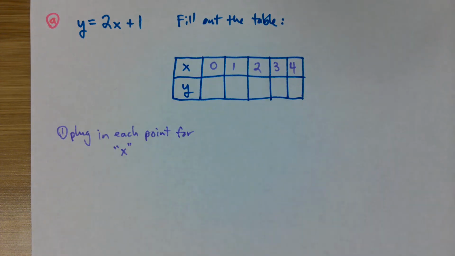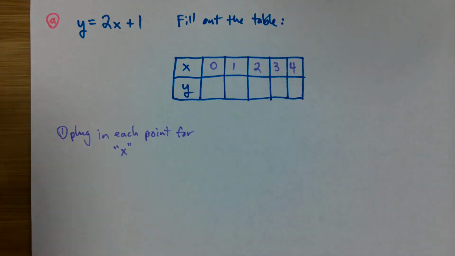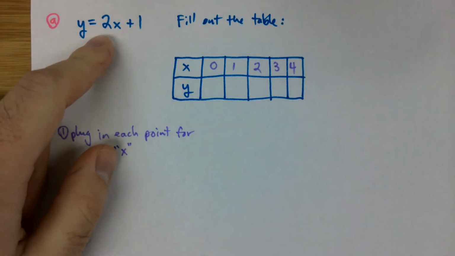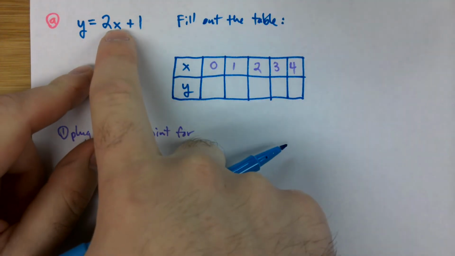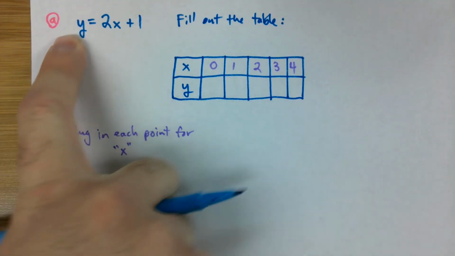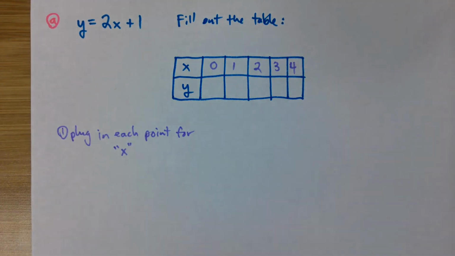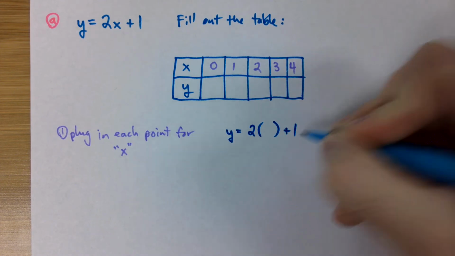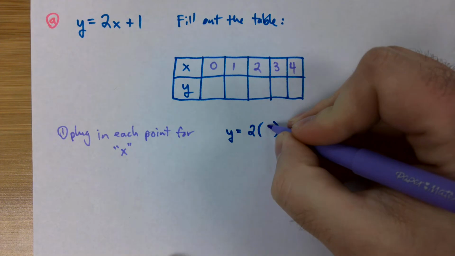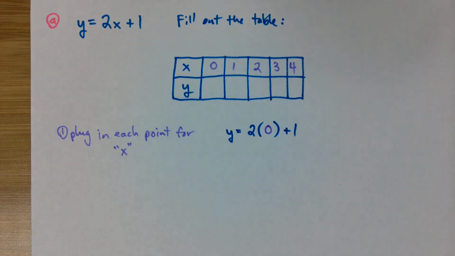So we're going to find our y coordinates here on the table. And how we're going to do that is we're going to take our initial equation. We're going to take each of these given x values. We're going to plug them in for x. And we're going to get our answer for y. Here's what that's going to look like. Our first x value is 0. So we'll do y equals 2 times 0 plus 1. Right? All we did was swap out the x for a 0.